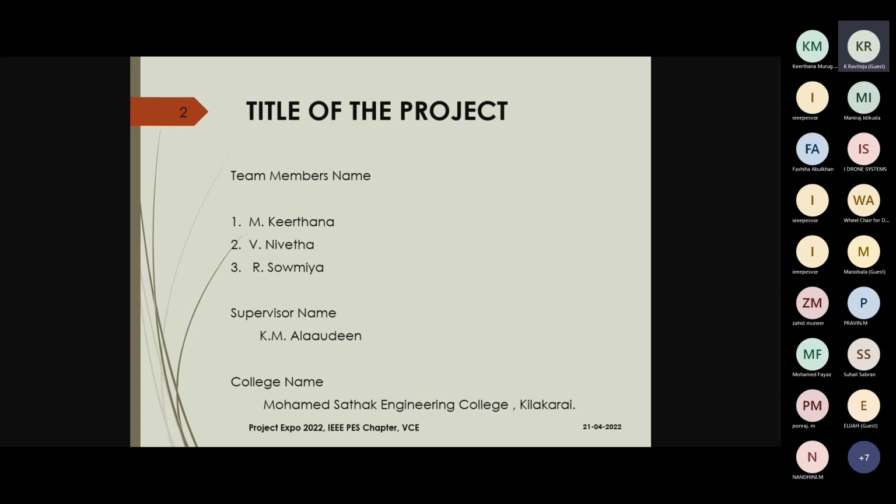3D. We are a team of 3 members: myself, Kirtana Mulgadas, the second participant V. Niveta, and the other one VR Soumya. We are pursuing our UG third year of Electronics and Communication Engineering in Muhammad Sadaq Engineering College, Keelakarai, Ramanathapuram district. Let me get into my presentation.